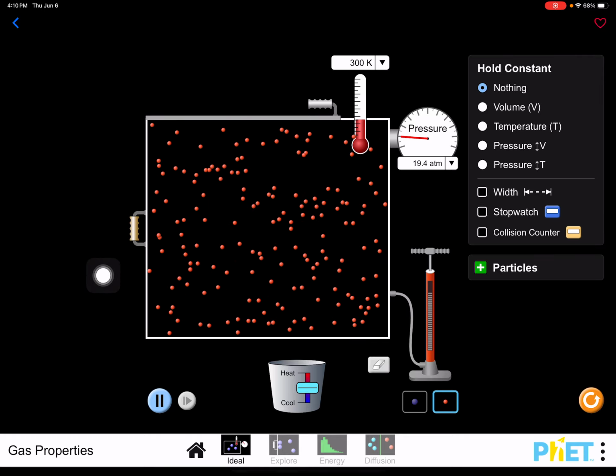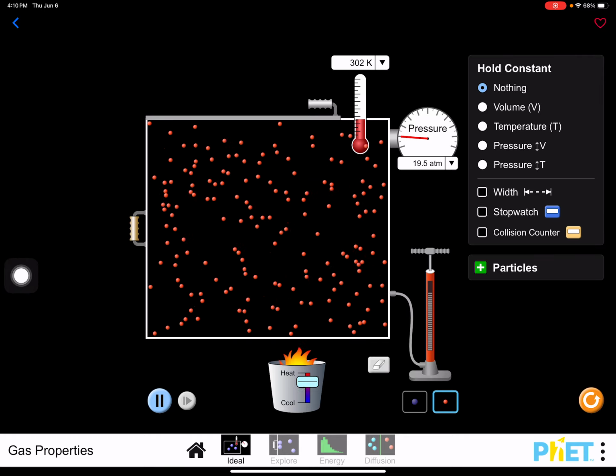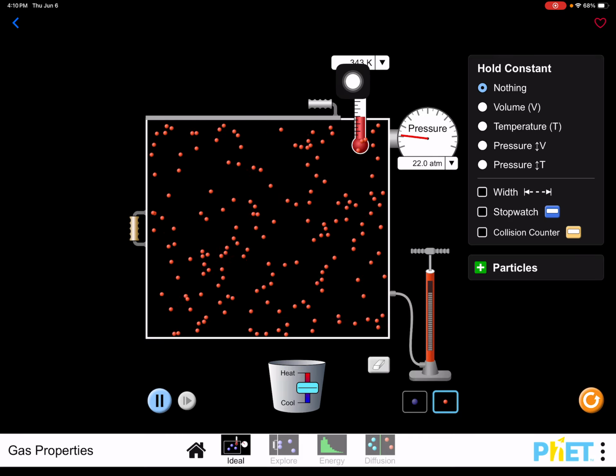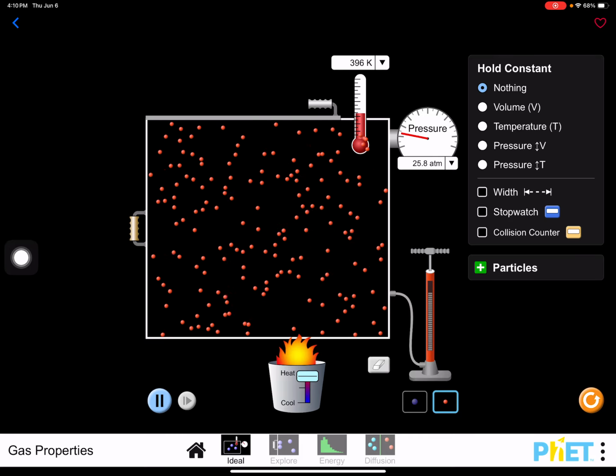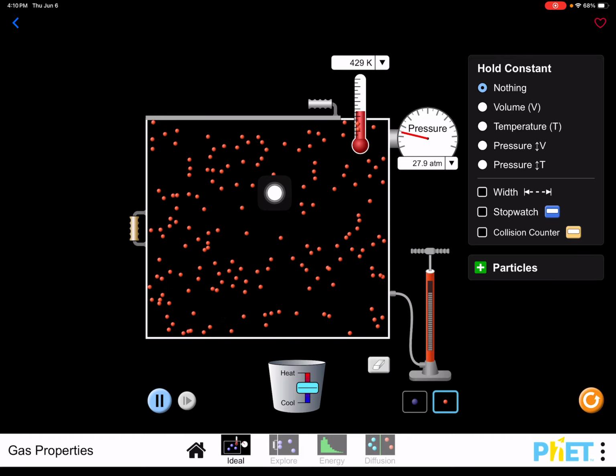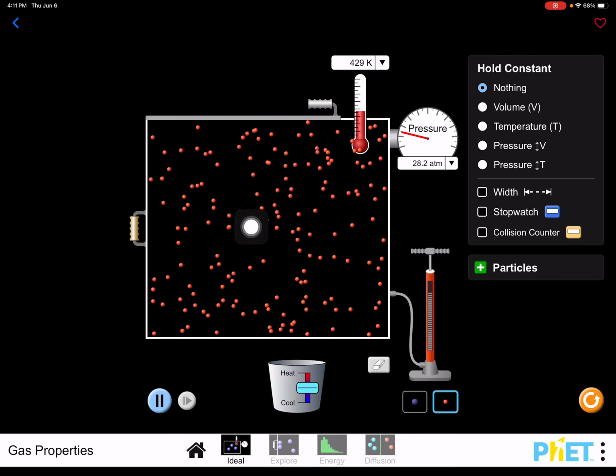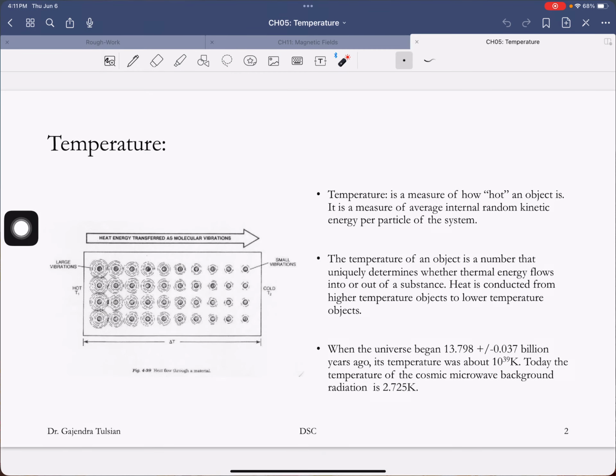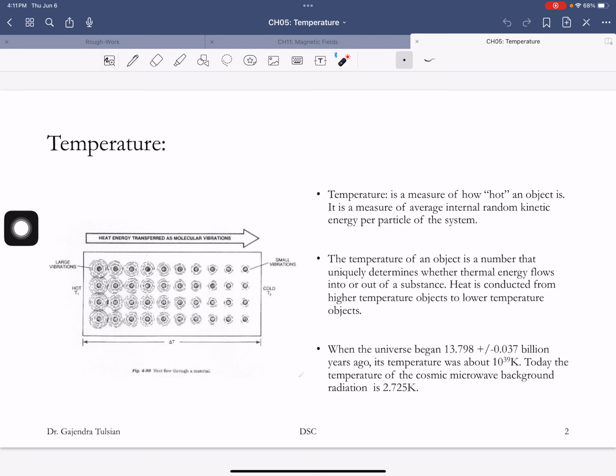If, for instance, I warm this gas up, you can see that the temperature rose. As I'm warming the gas up, you're speeding up the particles. So the higher the temperature, the higher the average kinetic energy per particle, and that's what temperature measures. Temperature is a measure of the average internal random kinetic energy per particle of the system. The temperature is a unique number that determines whether thermal energy will flow into or out of the substance.